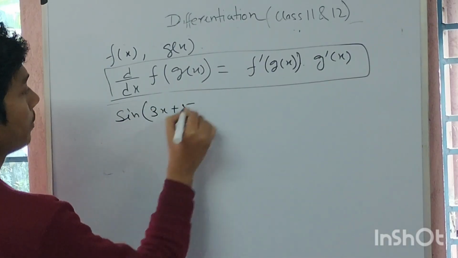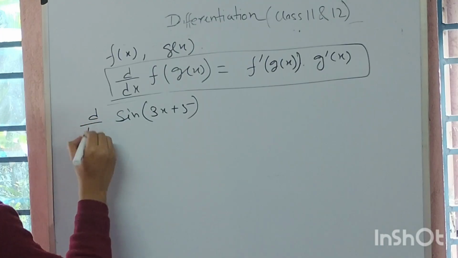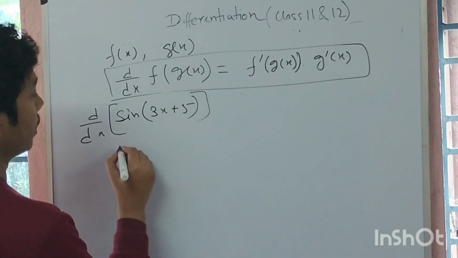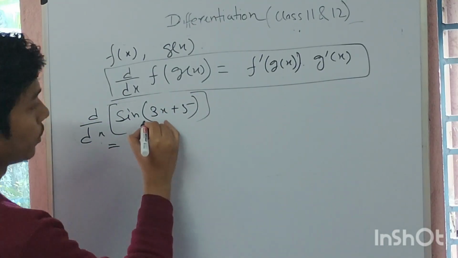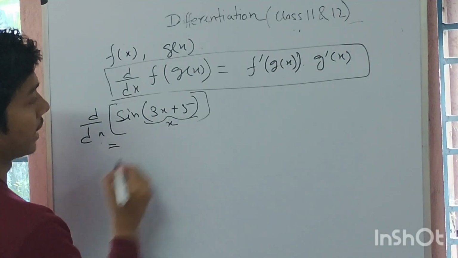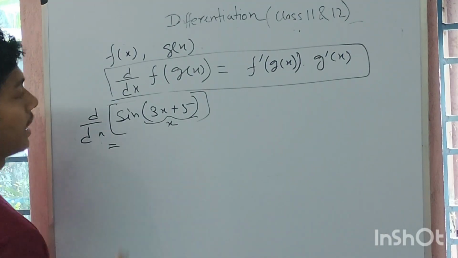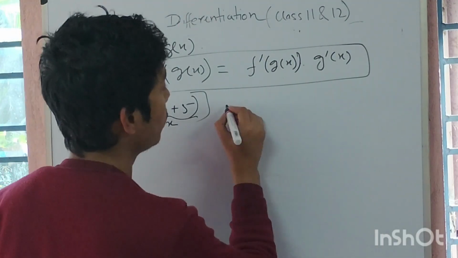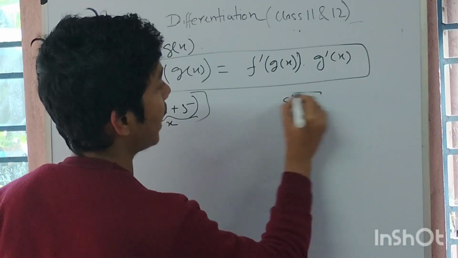Sin of 3x plus 5. Okay, derivative. Make the derivative of this one. How will we do that? Take this one as x. Take 3x plus 5 as x. Then how will this function look? It will look like sin x.